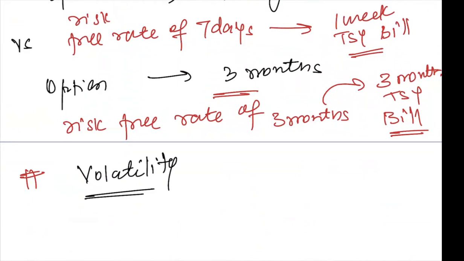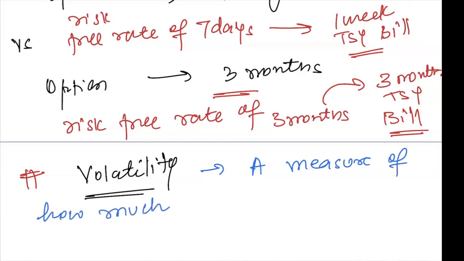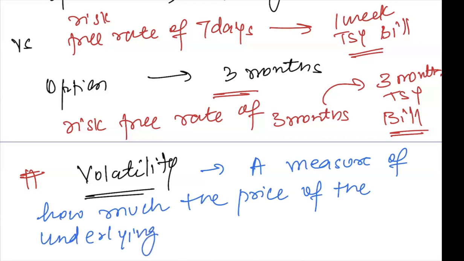So what is volatility? Volatility is nothing but a measure of how much the price of the underlying asset is expected to fluctuate over a year, right? So a measure of how much the price of an underlying asset will fluctuate.